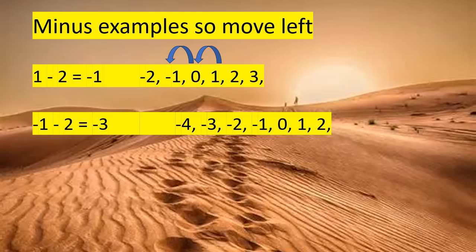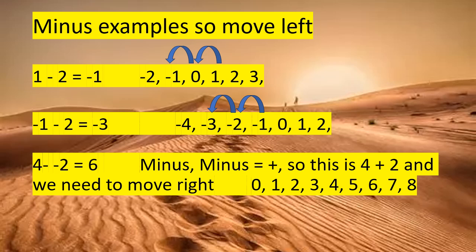So the next one, minus 1 minus 2, which equals minus 3. So we draw a line. I've started at minus 4 on the left, minus 3, minus 2, minus 1, 0, 1, 2. So we're going to start our loops at minus 1, and we're going to do 2 loops to the left. So here we go. 1 loop, 2 loops, and it gets us to minus 3.